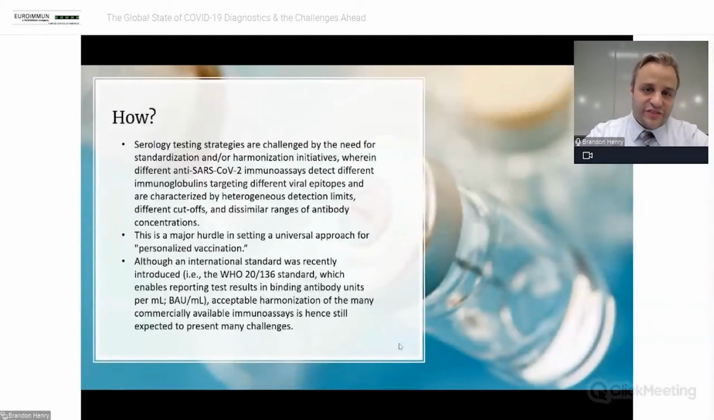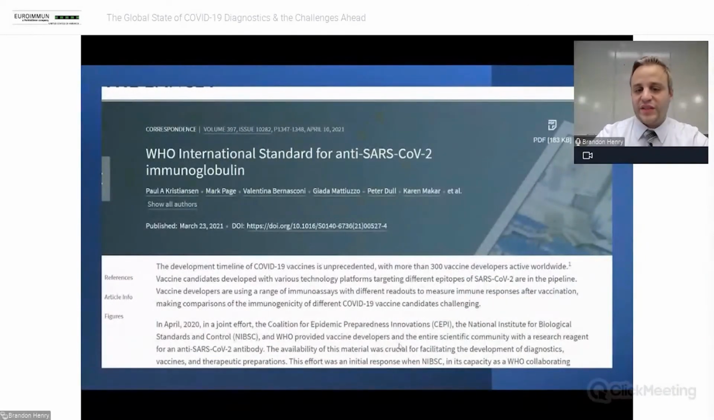Serology testing strategies are challenged by the need for standardization and harmonization initiatives, wherein different immunoassays detect different immunoglobulins targeting different viral epitopes and are characterized by heterogeneous detection limits and different cutoffs for similar ranges of antibody concentration. This is a major hurdle in serologic monitoring programs and any approach for personalized vaccination. Although an international standard was recently introduced by the World Health Organization, which enables test results to be reported in binding antibody units per ml, acceptable harmonization of the many commercially available immunoassays is very challenging. And this has been significantly talked about, and the WHO has now advocated for this universal standard.